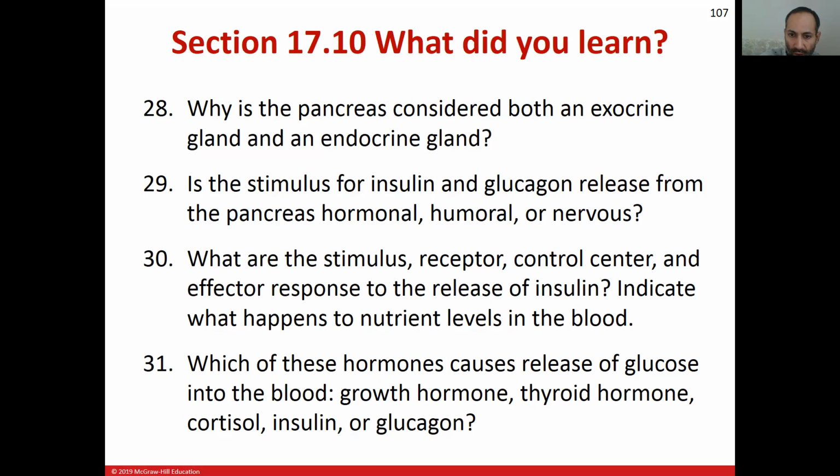Which of these hormones causes release of glucose into the blood? Growth hormone, yes, it does. It increases your blood glucose levels. Thyroid hormones, yes, they increase blood glucose. Cortisol, the stress hormone from the adrenal cortex, from the zona fasciculata, increases blood sugar. Insulin decreases blood sugar. Glucagon increases blood sugar again.